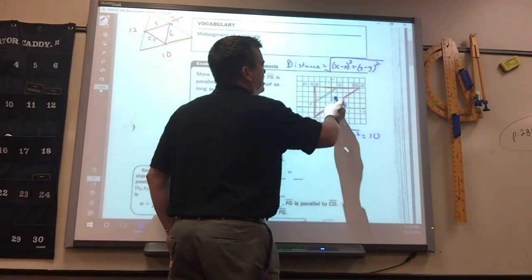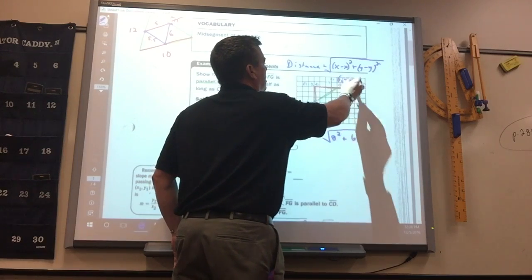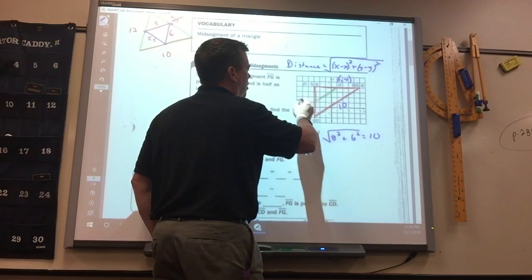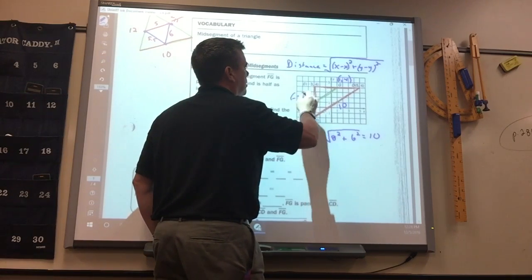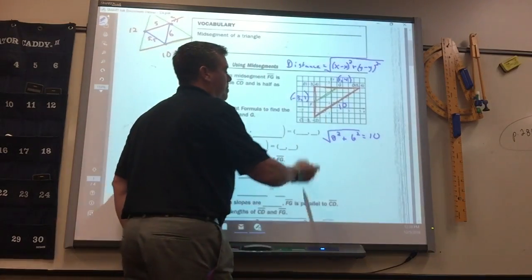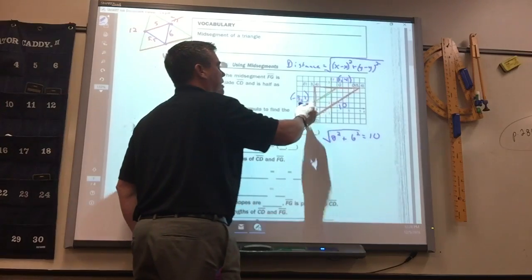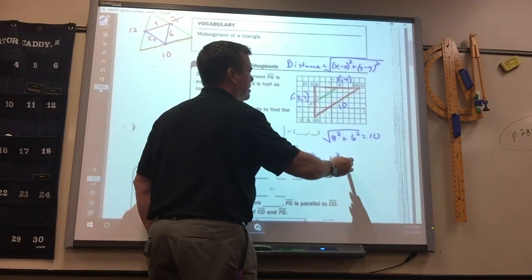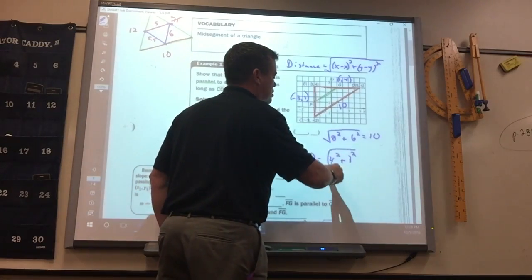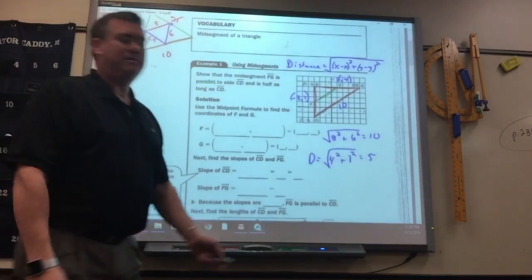They don't have the points in there, but this is 1 over 4 up. And this is left 1, 2, 3, and up 1. So the distance of this, x minus x, 1 take away -3 is 4 squared. 4 take away y is 3 squared. Square root it, and you do get 5.